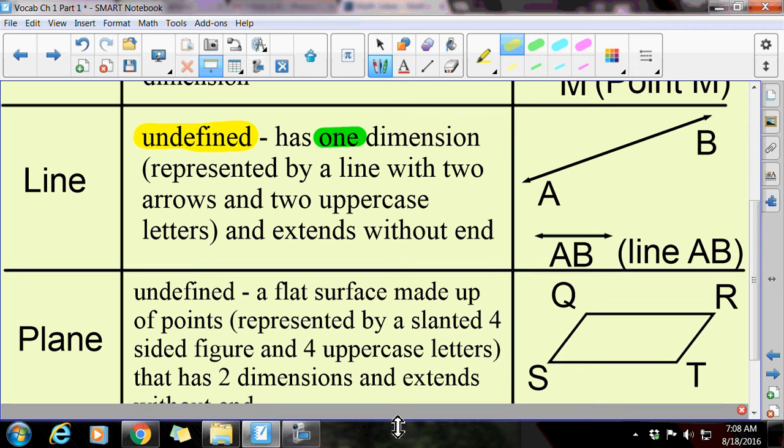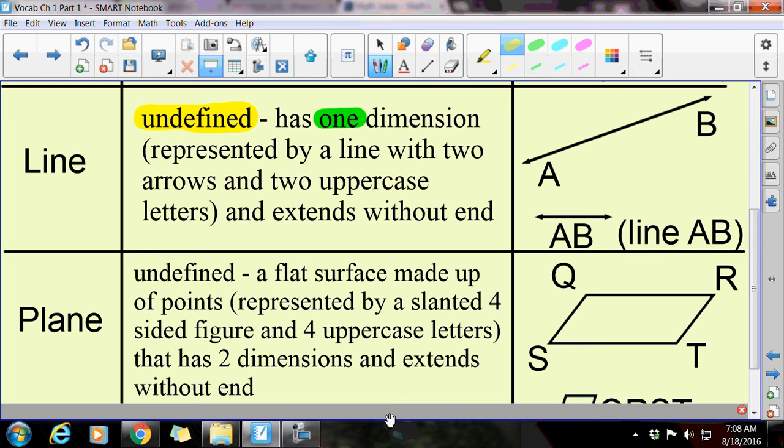Okay, third undefined word is plane. So point, line, and plane are your 3 undefined words, all right? It's a flat surface made up of points. We can describe it once again, represented by a slanted 4-sided figure and 4 uppercase letters. This one has 2 dimensions. So point has no dimension, line has 1 dimension, plane goes out in 2 dimensions. It goes like this one will go up and down and side to side. It extends without end, just like a line does. It goes on forever and ever and ever.